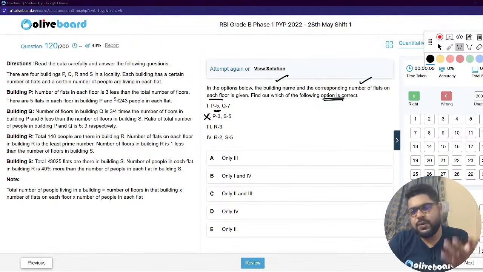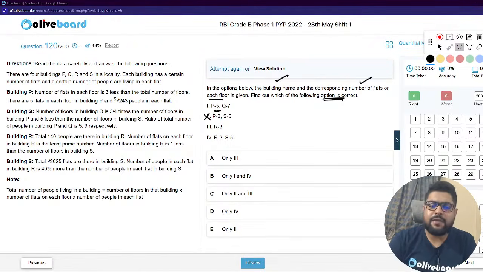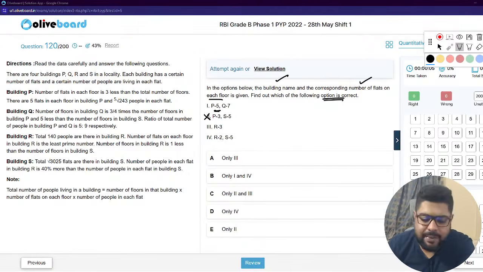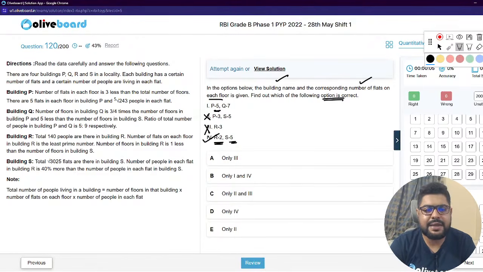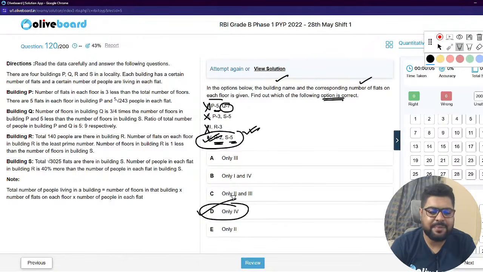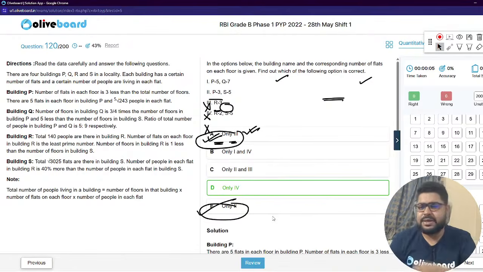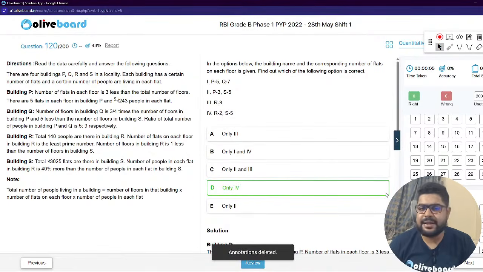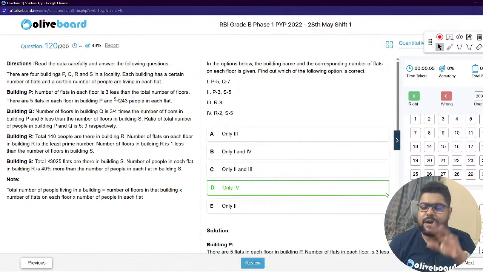Q, I don't have any information. So the number of flats on S will be 5 and R will be 2, as I can see. Let's see. R will be 2, not 3. R is 2, S is 3. Yes sir, this is correct. And P is 5, Q is not 7. I don't have any information about Q. So only the 4th option is correct. Option number D, only 4 is your correct answer. You see, a very simple question once again. Perfect everyone, I hope it is absolutely getting clear.